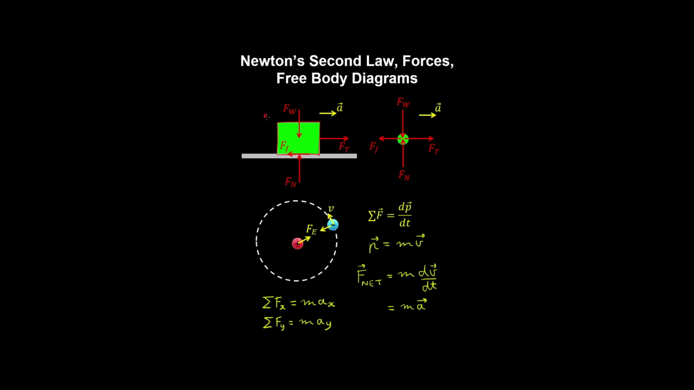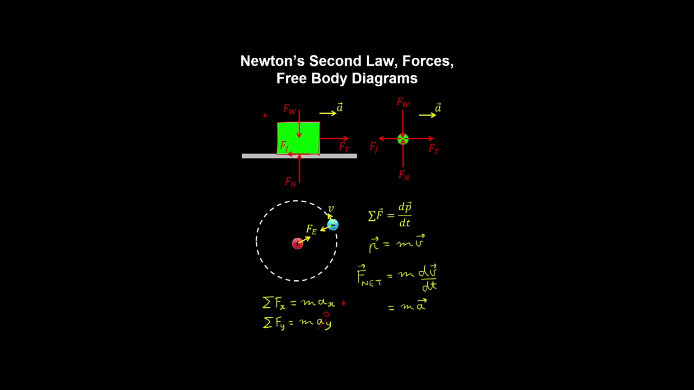So in this case, there's only acceleration in the horizontal direction because the net force in the horizontal direction is not equal to 0. In the vertical direction, the net force is 0. So there's no acceleration in this case in the vertical direction.